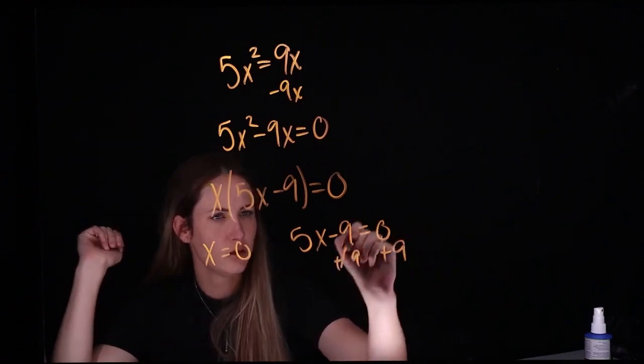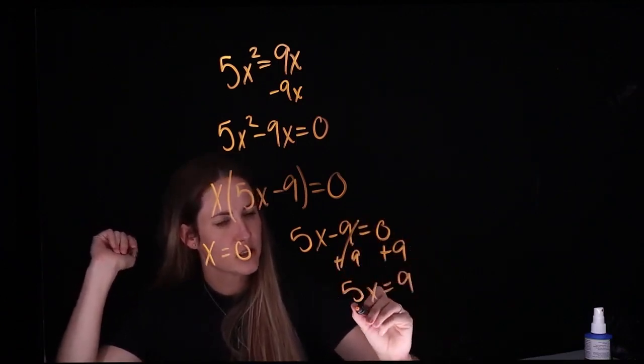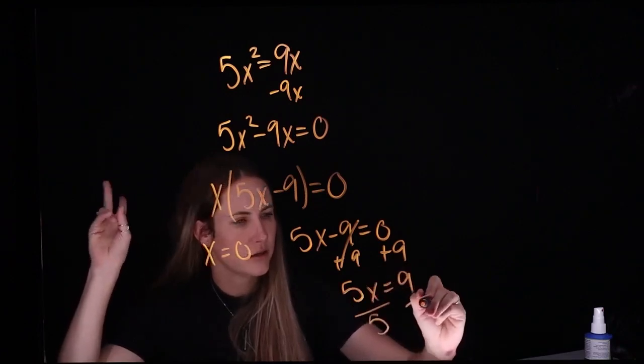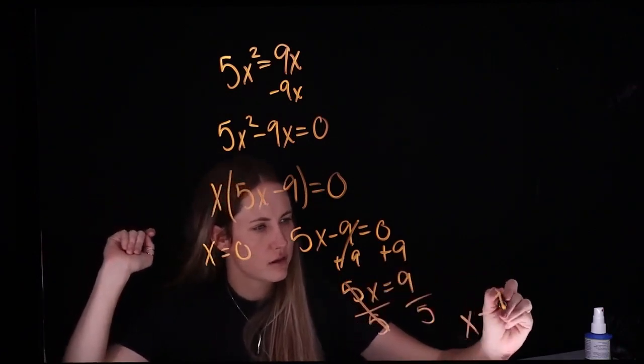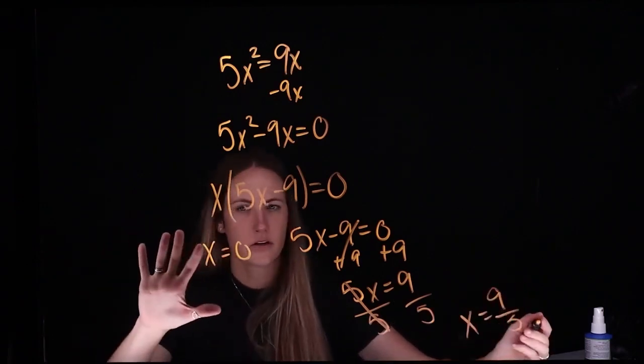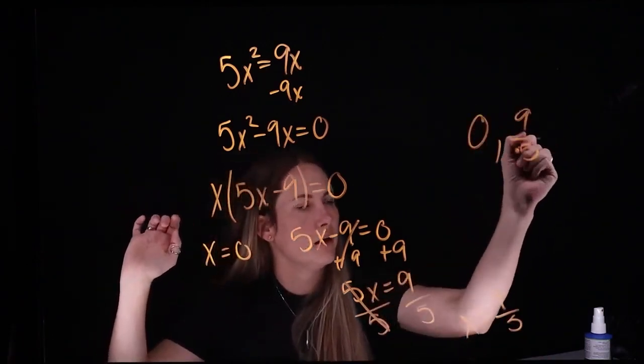Add 9. Then I have 5x equals 9. This is multiplication. The opposite of multiplication is division. So x equals 9/5. x also equals 0. So our solution set is 0 and 9/5.